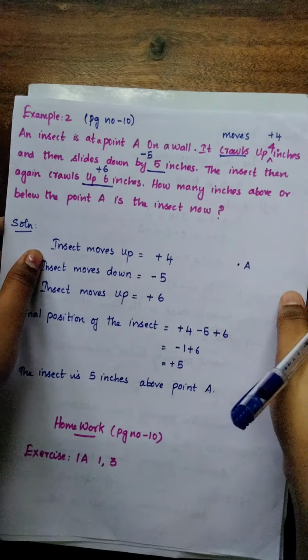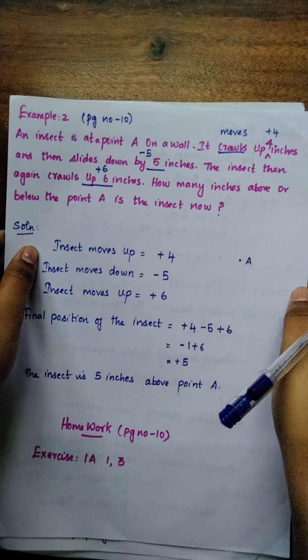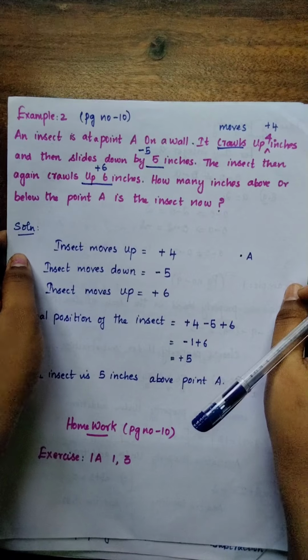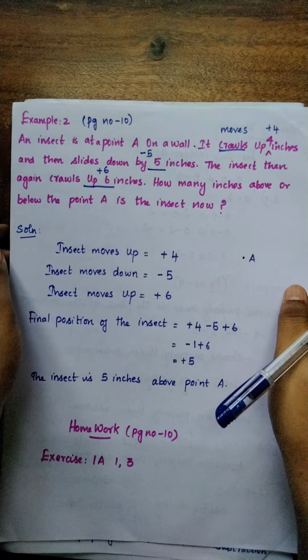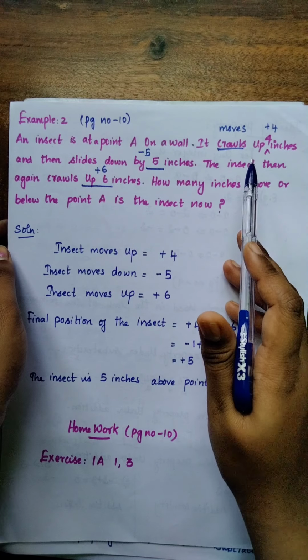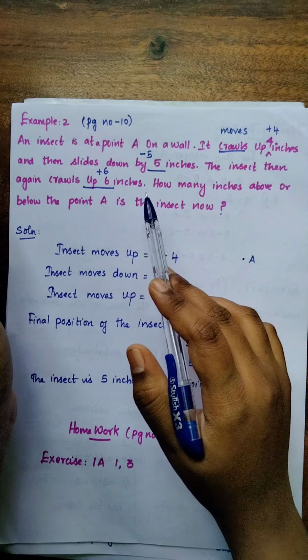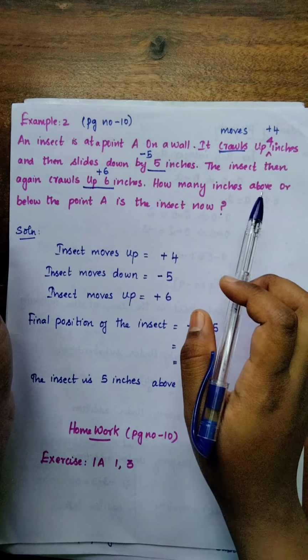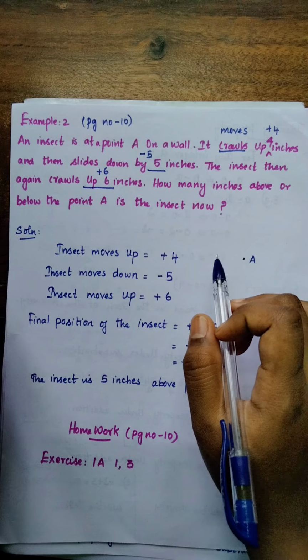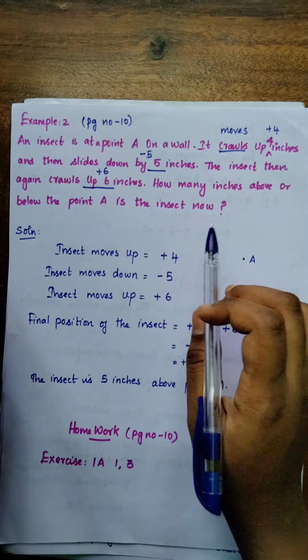Okay, our next question is example 2, page number 10. This is a word problem. Listen carefully. An insect is at a point A on a wall. It crawls up 4 inches and then slides down by 5 inches. The insect then again crawls up 6 inches. How many inches above or below the point A is the insect now?